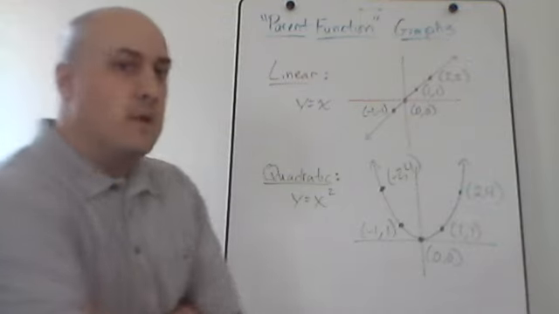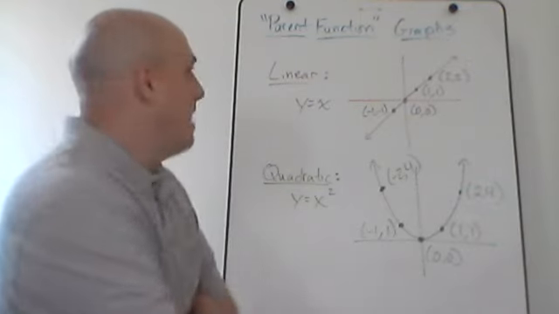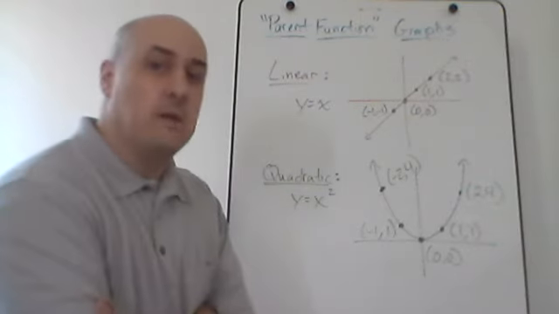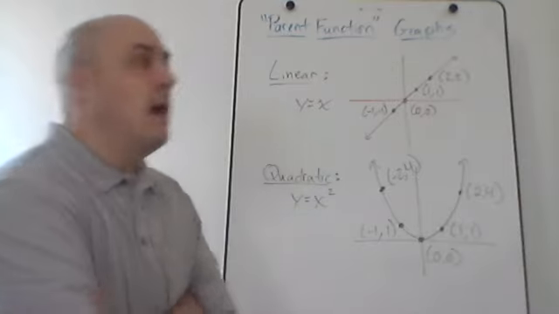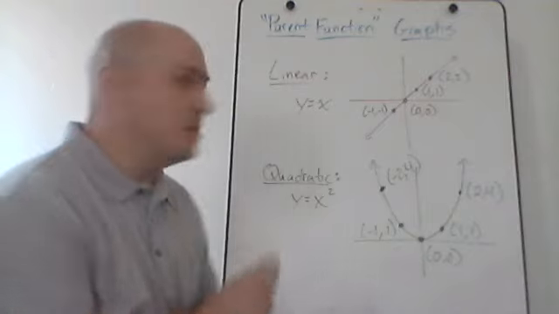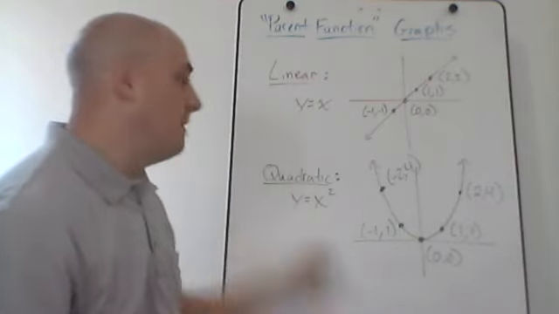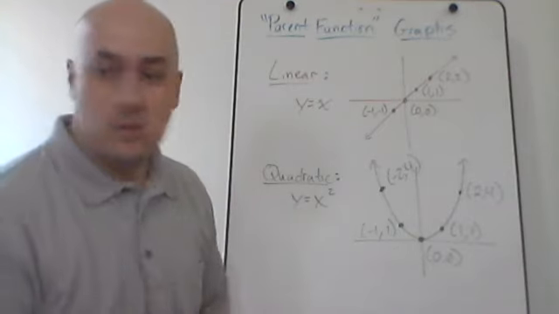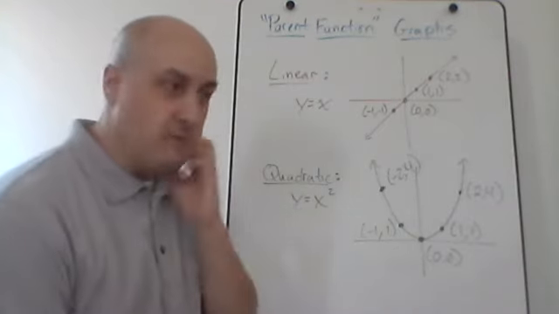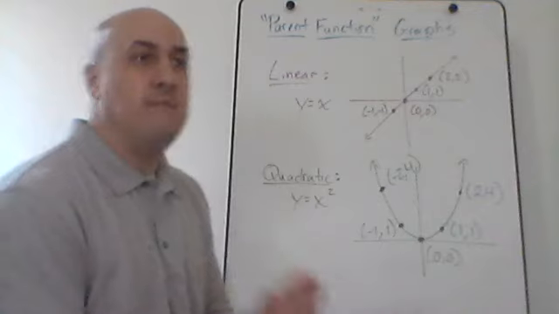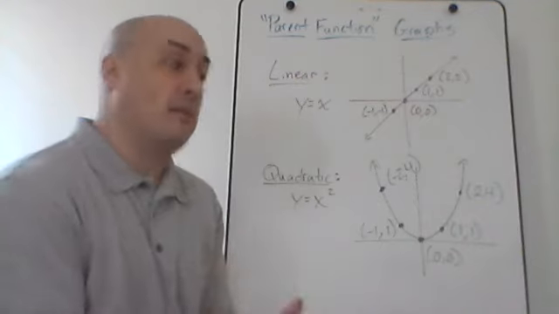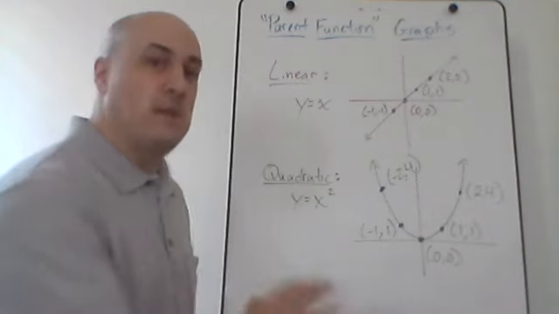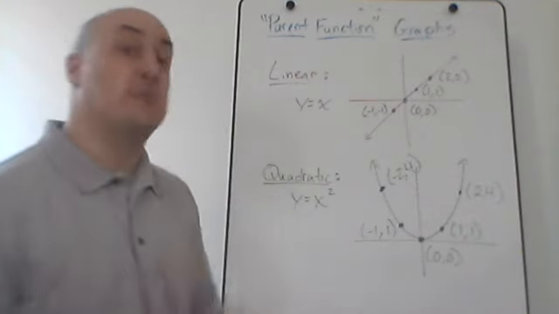All right, in this video here, we're going to be looking at the graphs of parent functions. Now, what we call parent functions are graphs of basic types of functions, like a linear function or a quadratic function. Some of the other ones we'll look at: a cubic, square root, reciprocal, absolute value functions. So, what does the graph of that basic type of function look like?